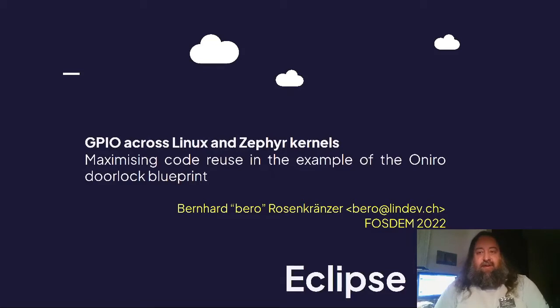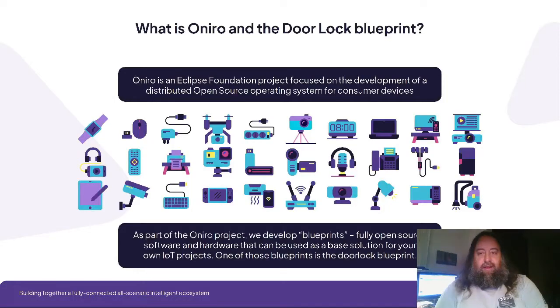First, for the sake of context, let's take a quick look at what Oniro and the Doorlock blueprint are. Oniro is an Eclipse Foundation project focused on the development of a distributed operating system for consumer devices. It's completely open source and intended to run on all the devices you get in contact with. There's a big need to finally unify all the hundreds of thousands of different IoT device code bases out there.